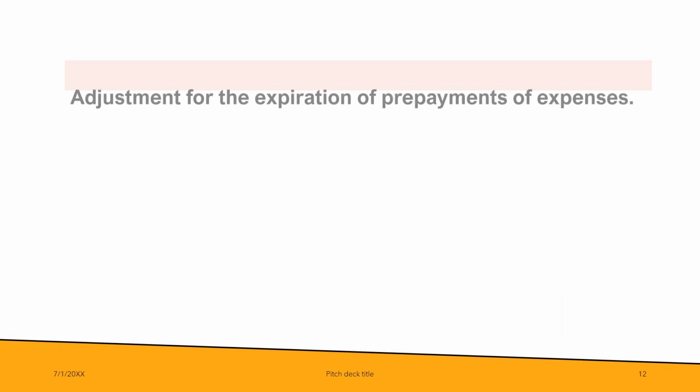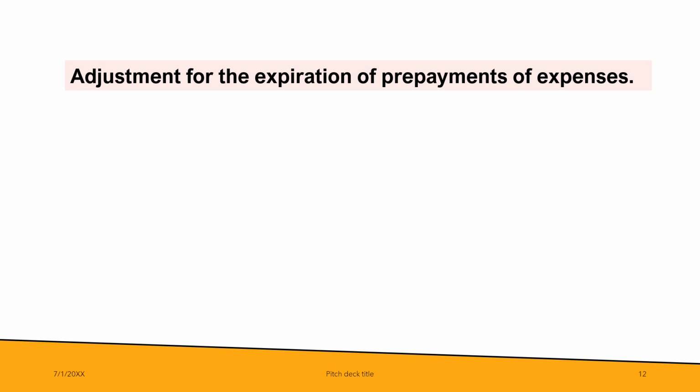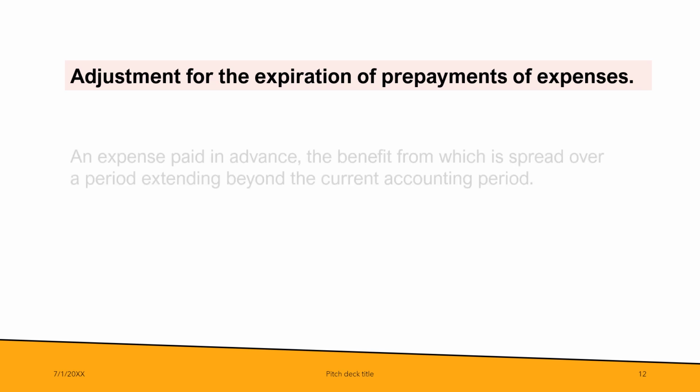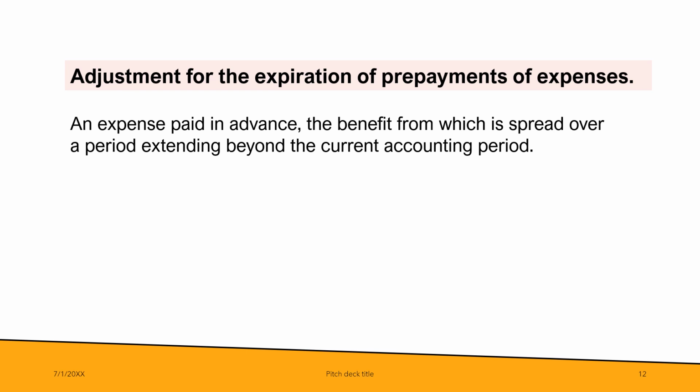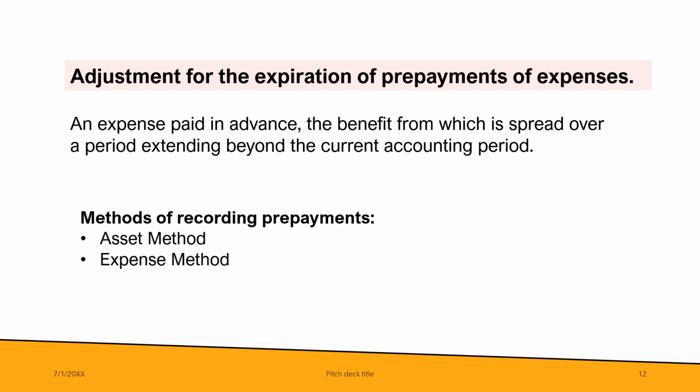Next adjusting entry is adjustment for the expiration of prepayments of expenses. And as mentioned earlier, prepayments, we consider as deferrals. This is an expense paid in advance, the benefit from which is spread over a period extending beyond the current accounting period. And when we record prepayments, we have two methods. We have the asset method and expense method. Your adjusting entry will depend on the method you use when you record the prepayment at the time of payment.